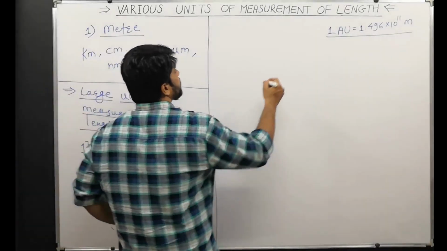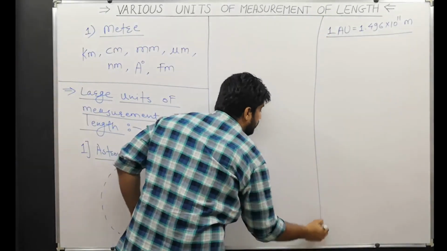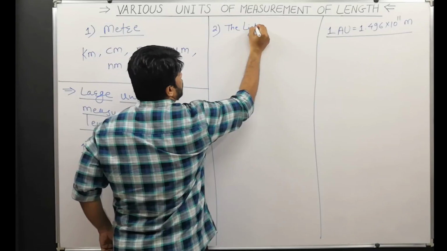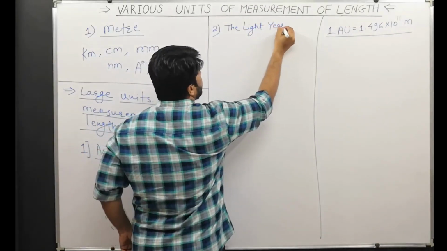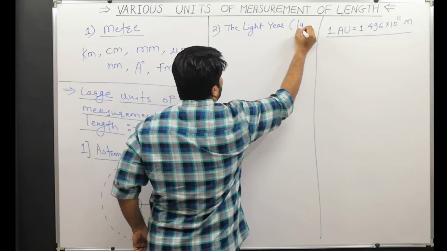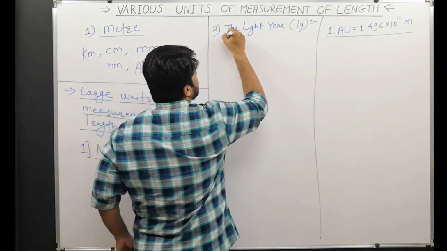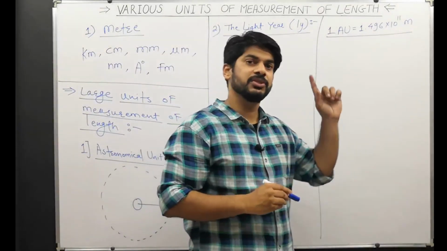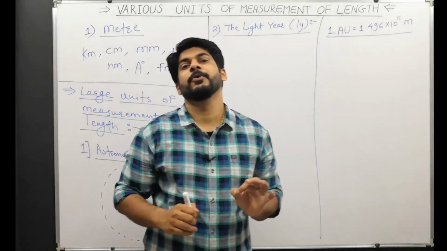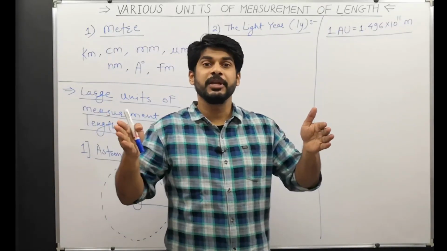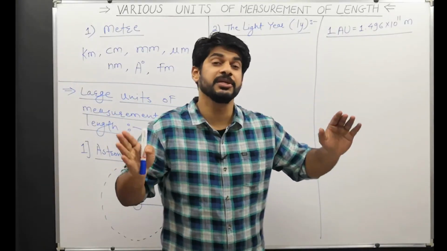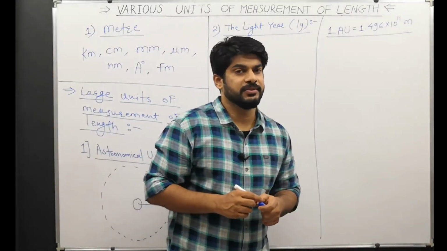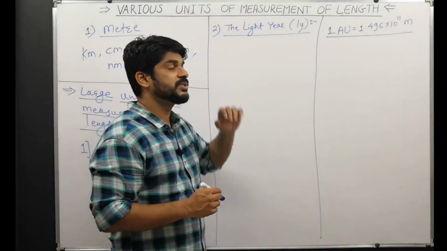The second one is the light year. We denote this by Ly. Let's see what it is. Again, this is a unit of length. Just like we measure 20 meters, we can say 20 light years, but it is actually very large. So first of all, let's try to define this and explain what a light year is.